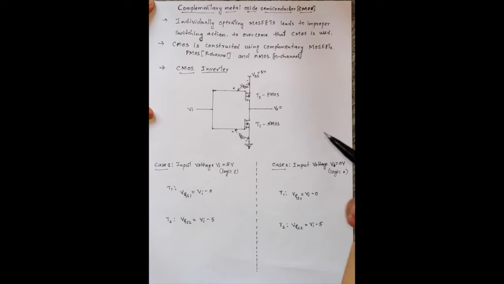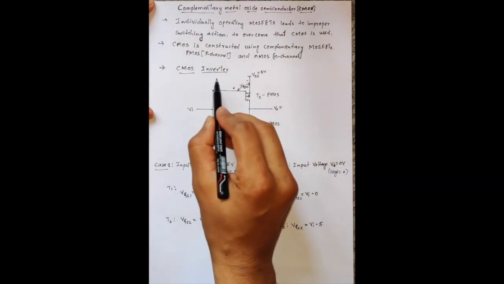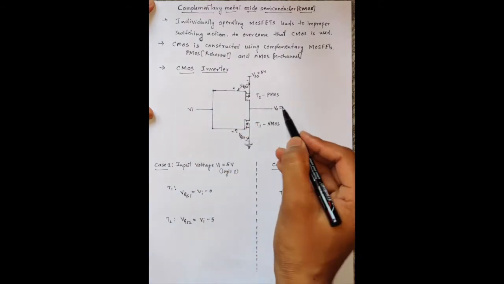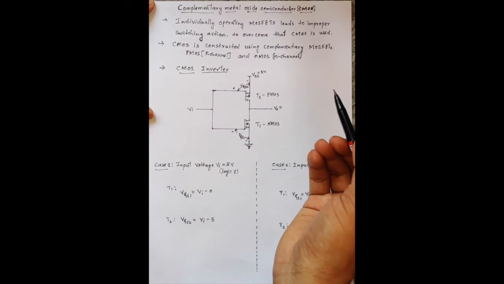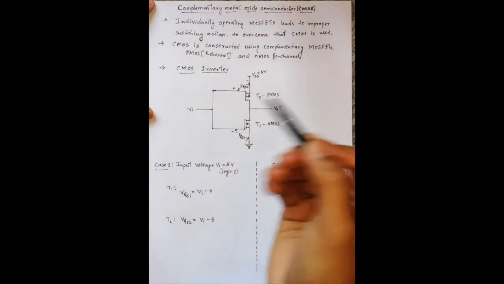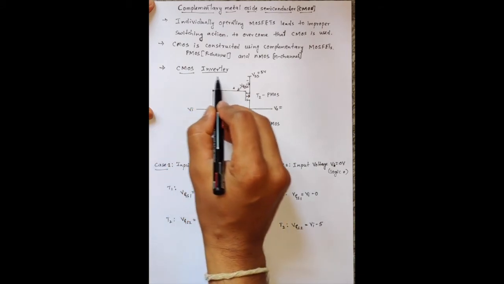One application of CMOS is as an inverter. As we all know, the output of an inverter will be the complement of the input. If you consider 1 as input, the output will be 0. If you consider 0 as input, the output will be 1. So we'll see the CMOS inverter application.